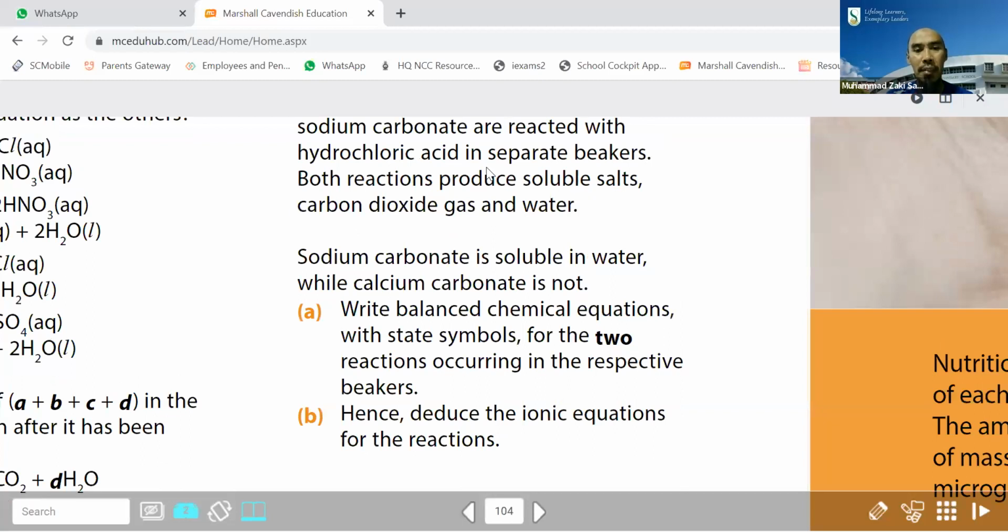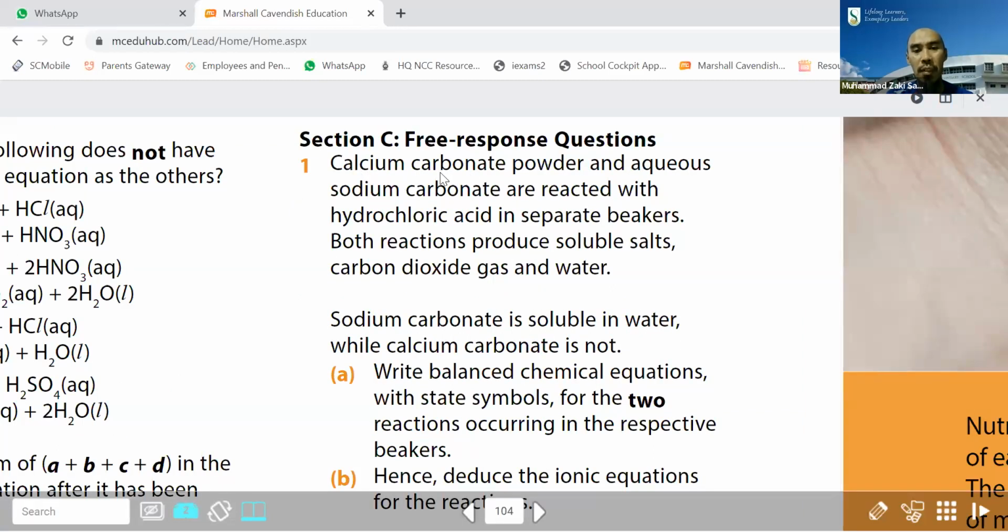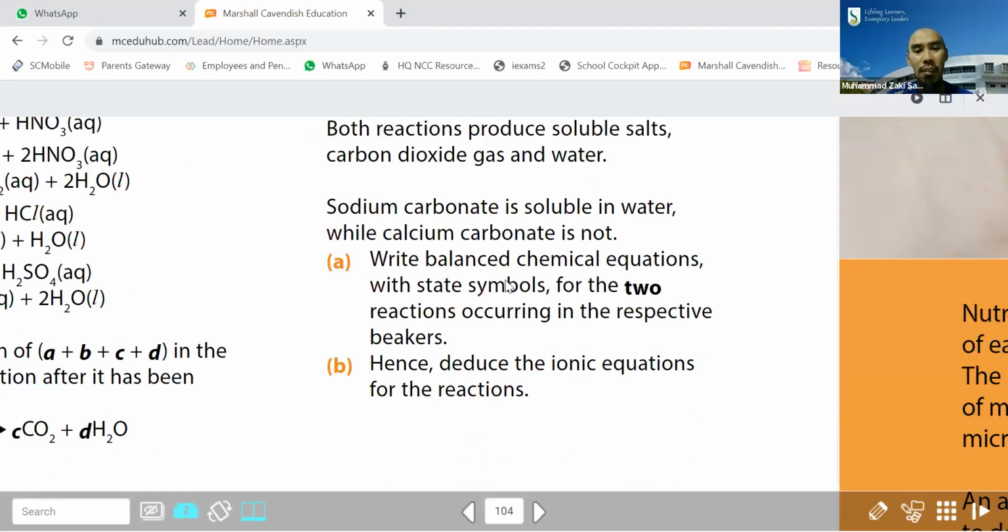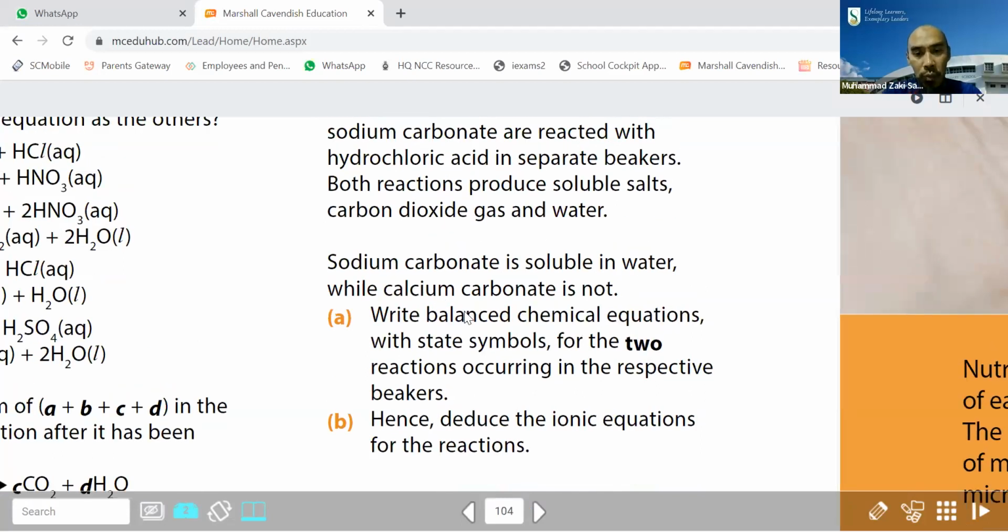Or is it something like this? We give you an equation, and then you have to write down the balanced chemical equation with state symbols. Okay, how to do this? Let me show.